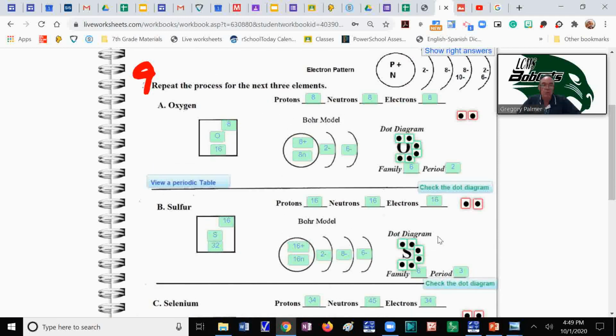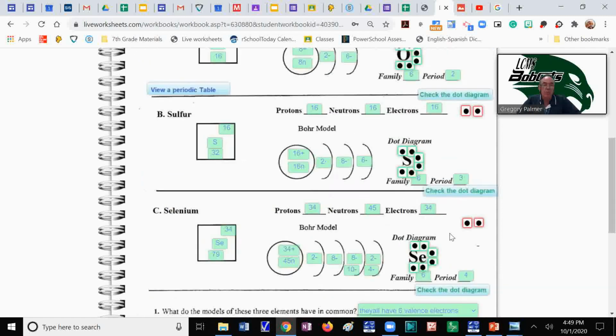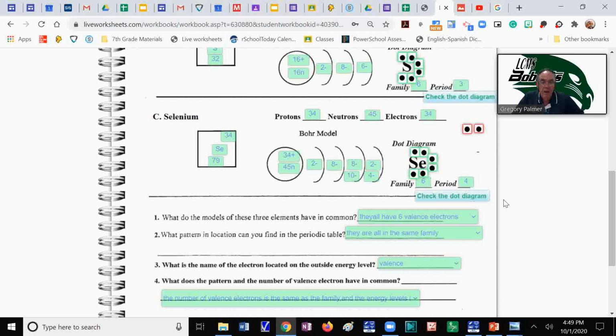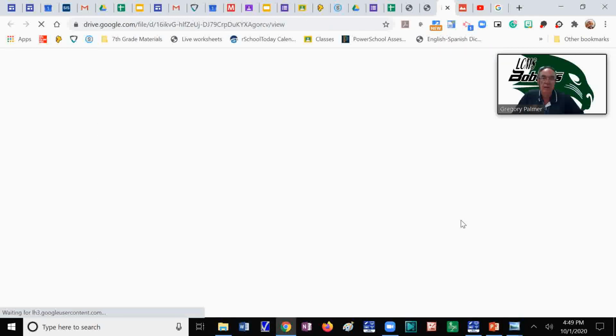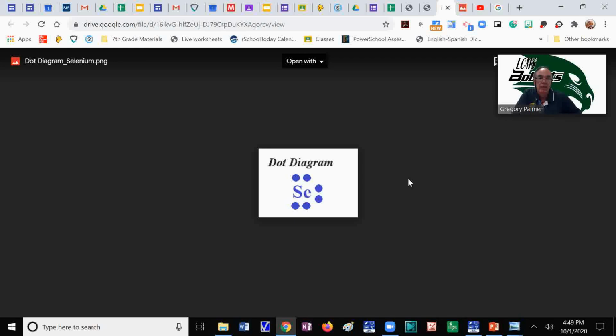And it looks like we did this right. The only thing that we would need to do is check these Bohr Model pictures. I can assure you that they're correct. If we check on this, we can look, and it would take us to a link to selenium. And you will see that the dot diagram has 6 dots in it, just like what we put in our model. Now, we're going to carry on and finish up this packet, and then we're going to come back next time and take a look at the last models.